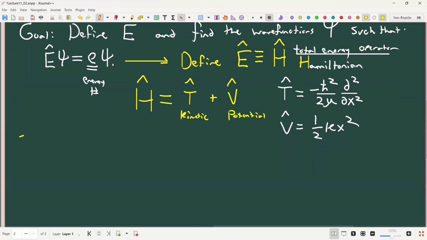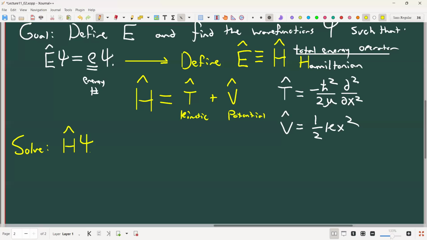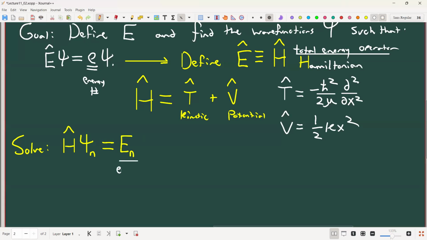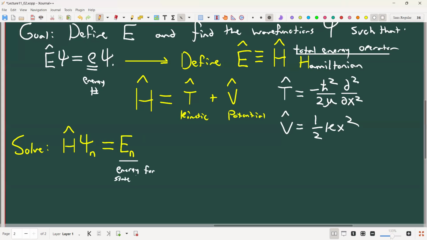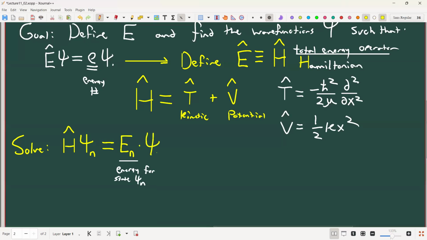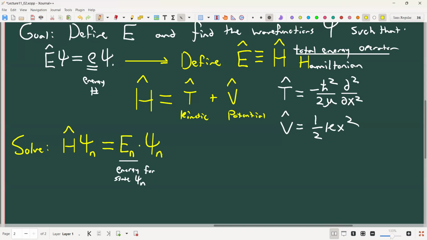All right, so what we want to solve is we want to evaluate the Hamiltonian on some set of wave functions, which I'll call psi n. And we want to make sure that when we apply H to whatever this wave function psi is, it returns the energy En. So this is the energy for state psi n times psi n. Right, this is that energy equation we've been solving. Now we have an additional term though, right? We have this new potential energy.